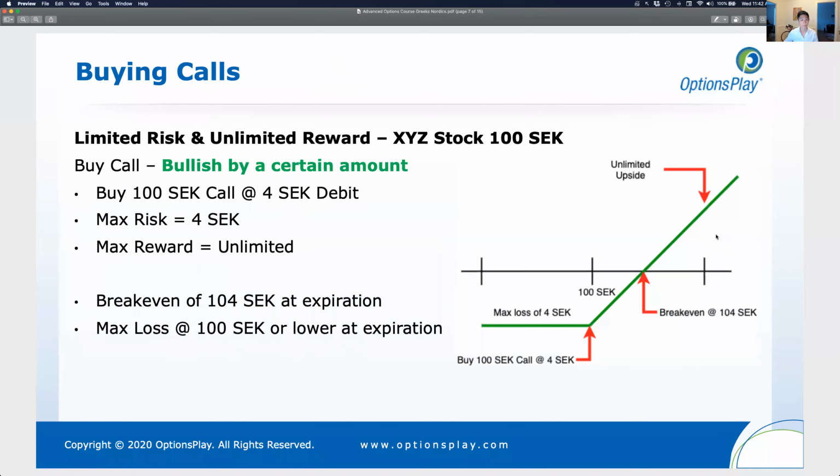Okay, perfect. So we're going to start off by looking at buying calls. We learned in that last slide that buying calls falls under the bullish category. First of all, it's important to remember that when you're buying any type of option, whether it's a call or a put, both of these strategies have limited risk with unlimited reward. What does that mean?